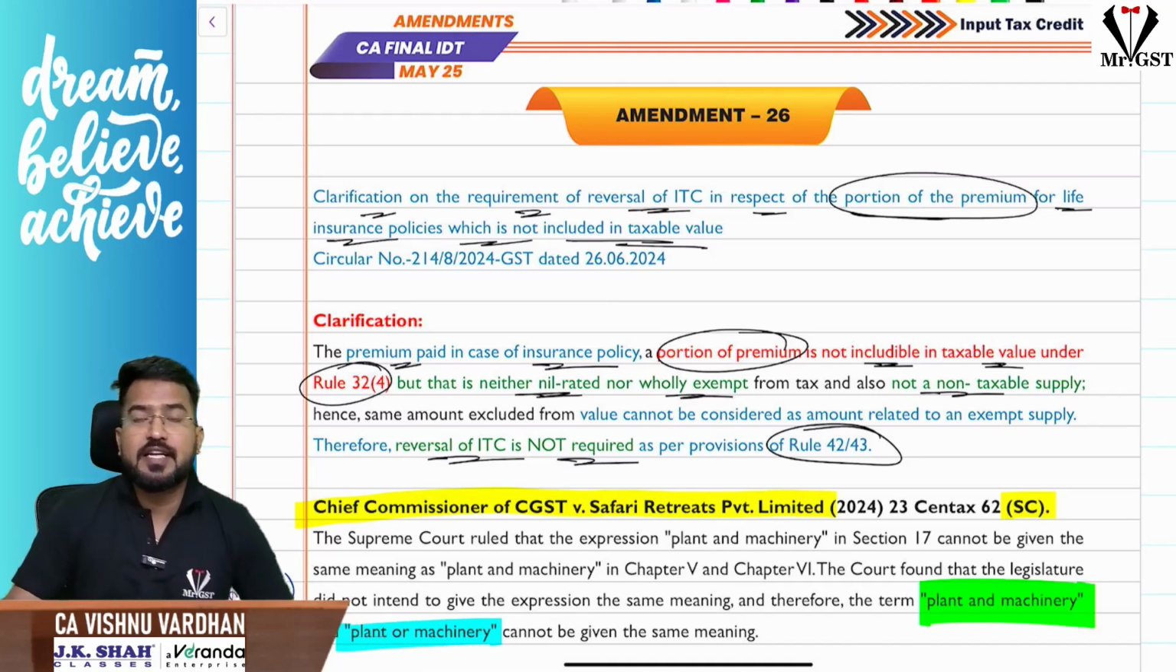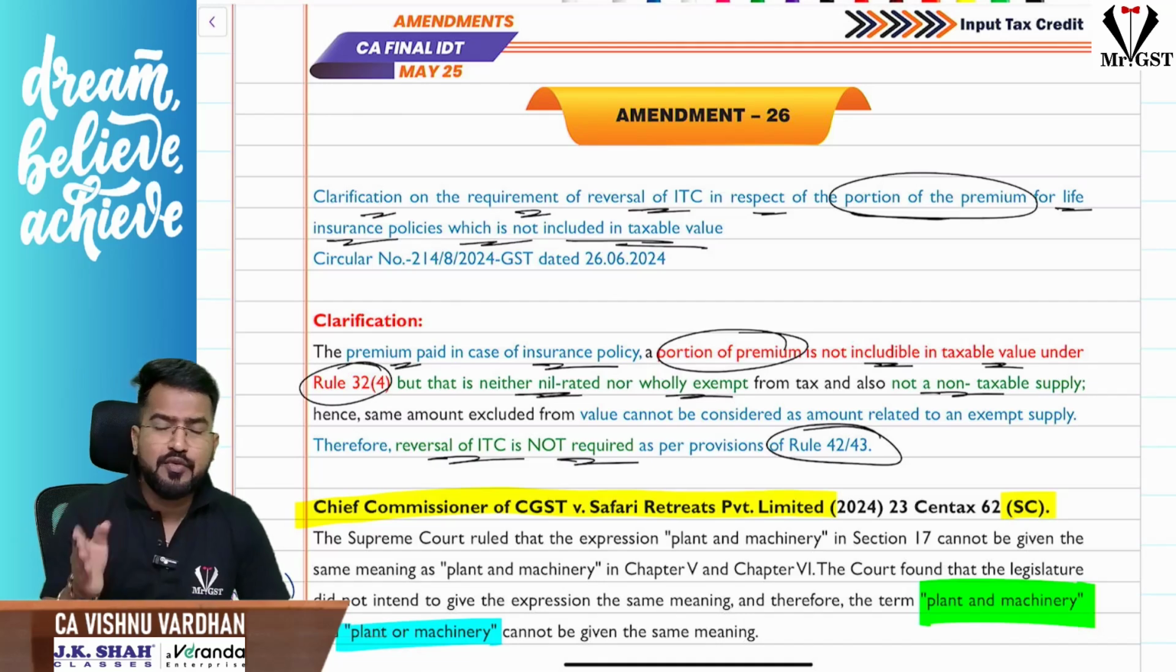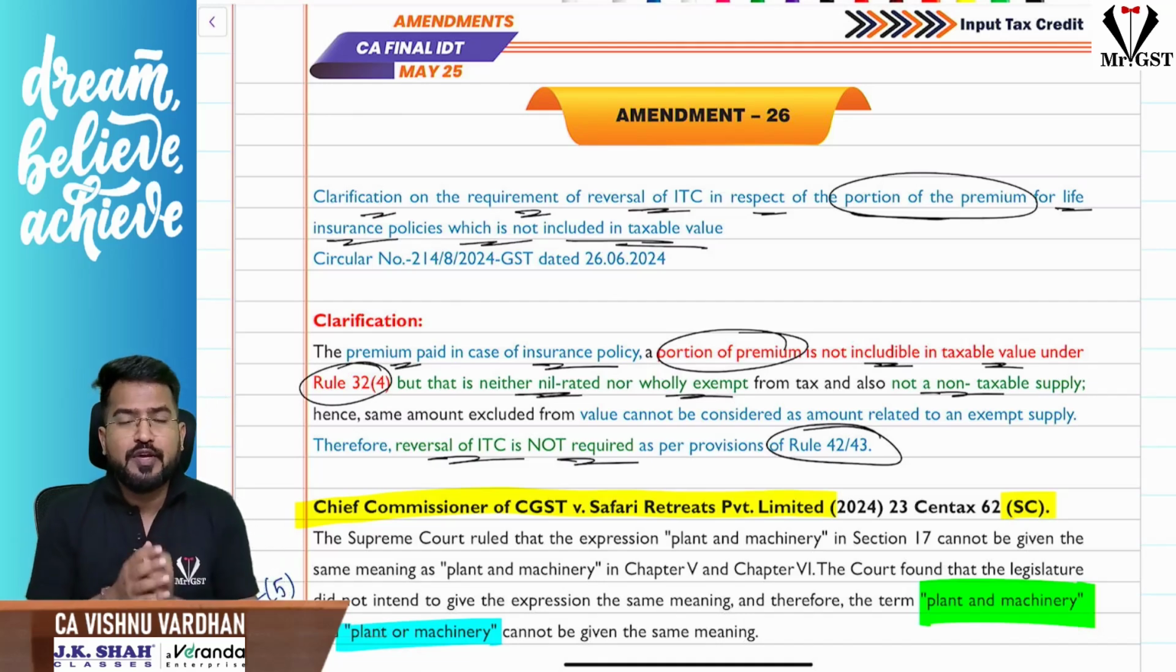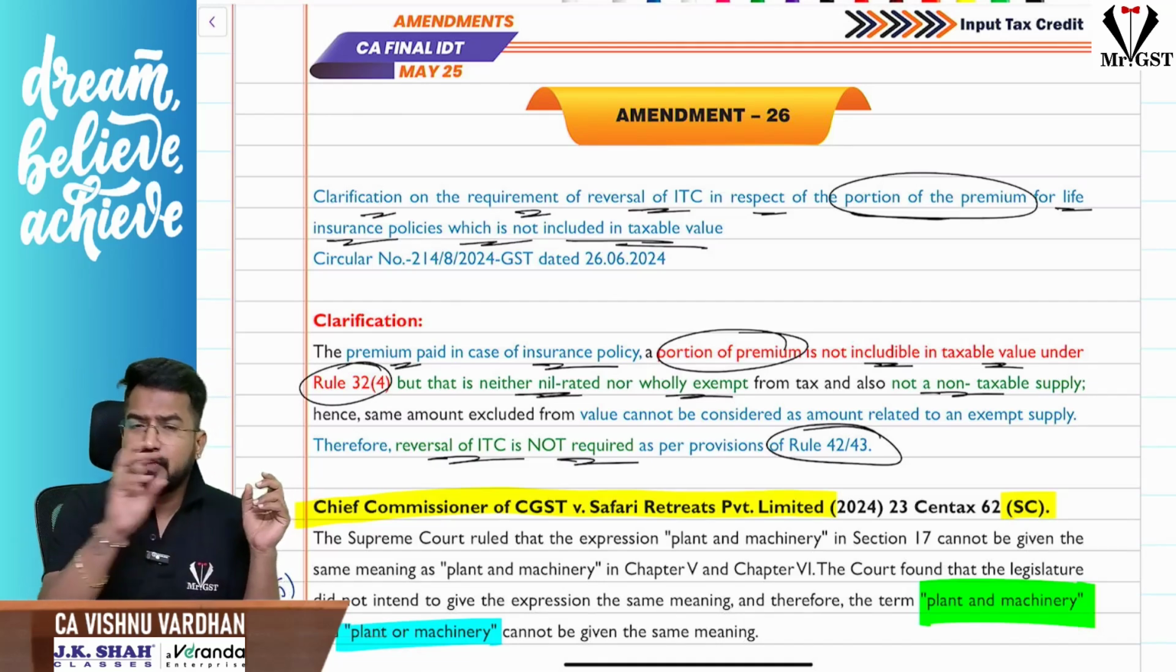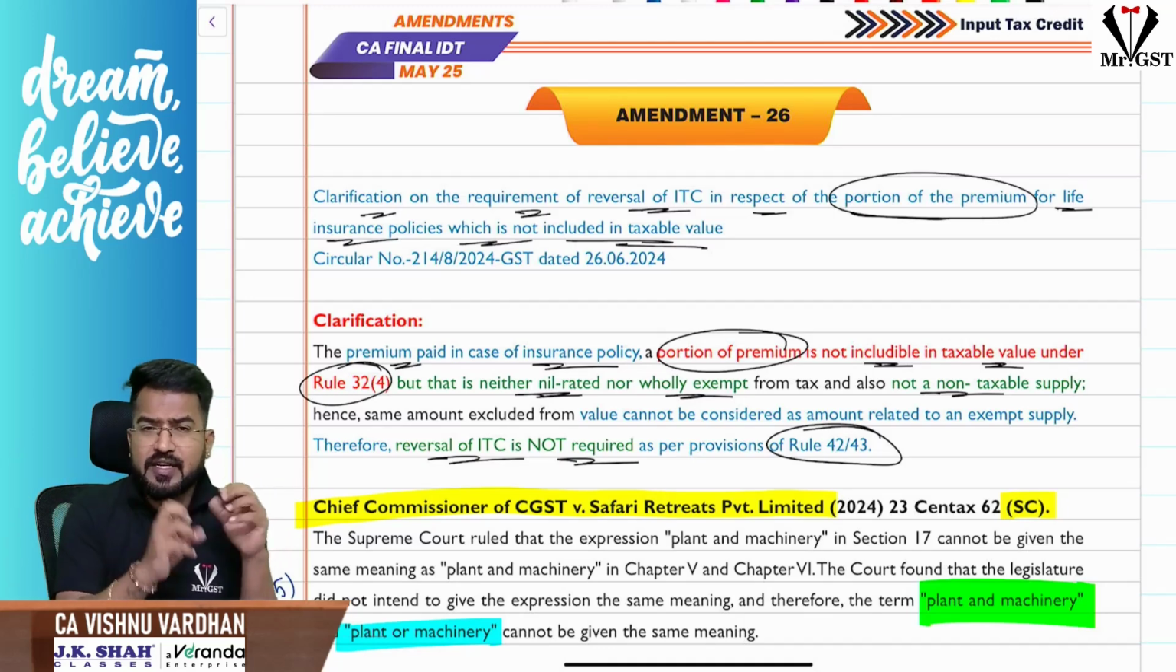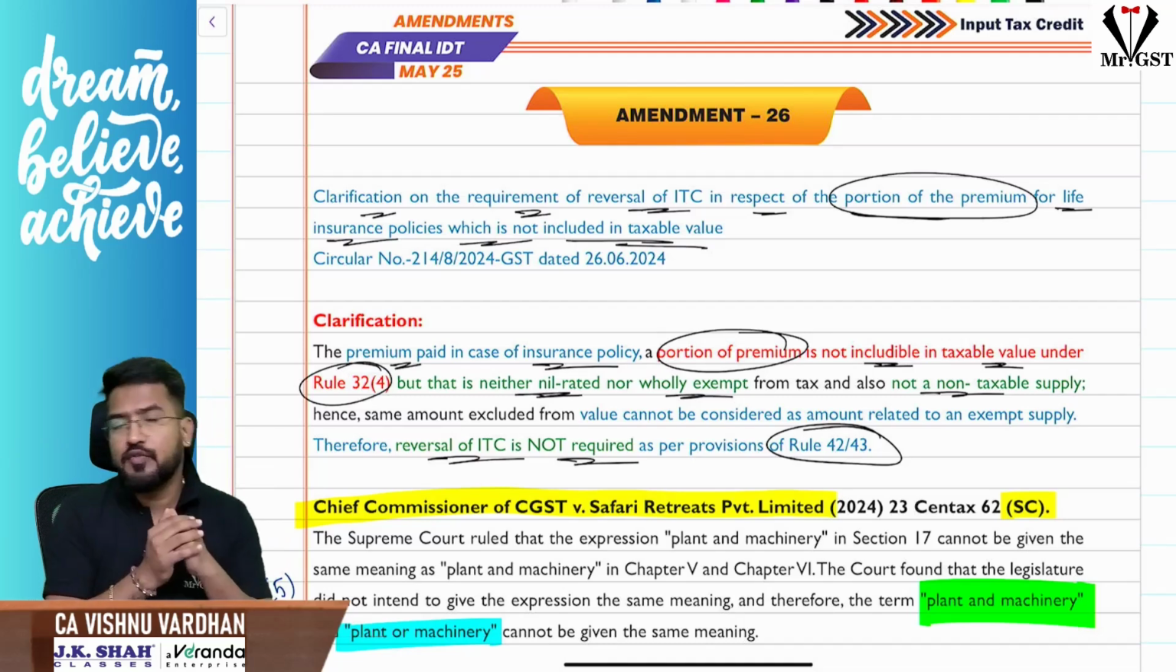The next clarification is regarding the life insurance premiums we are paying. The insurance premium valuation is done as per rule 32 sub rule 4, and when we do the valuation, we exclude the investment amount and so on, correct? In such a case, there is a doubt whether any reversal of ITC is required.